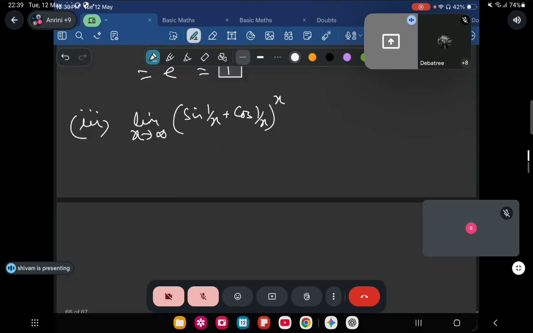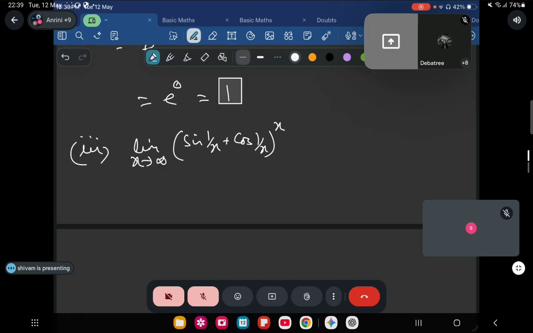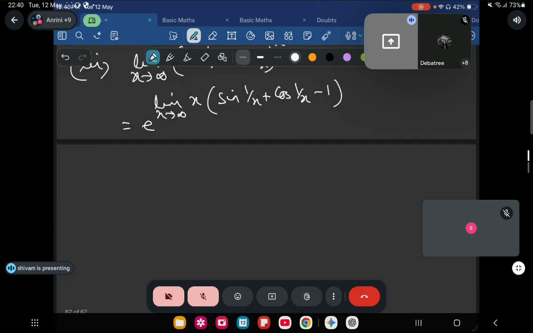So again, when you substitute x equal to infinity, what are you getting? Again, 1 to the power infinity form. So this will become e to the power limit x tends to infinity, x into (sine 1 by x plus cos 1 by x minus 1). So this will become e to the power limit x tends to infinity, x sine 1 by x plus x into (cos 1 by x minus 1).